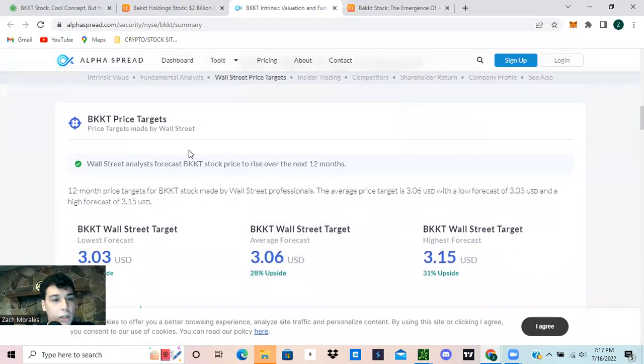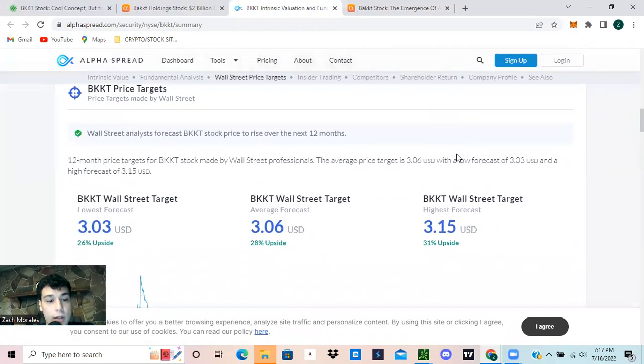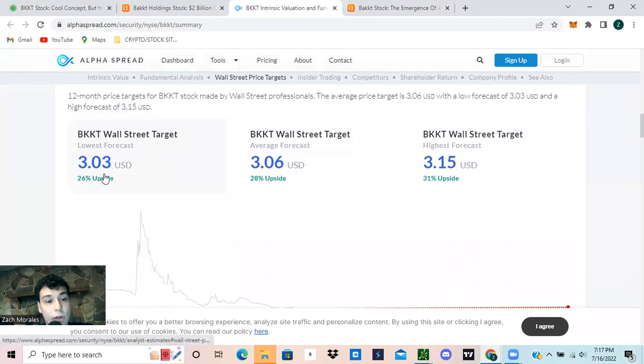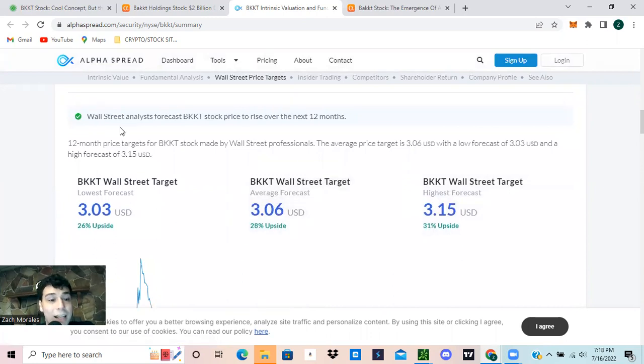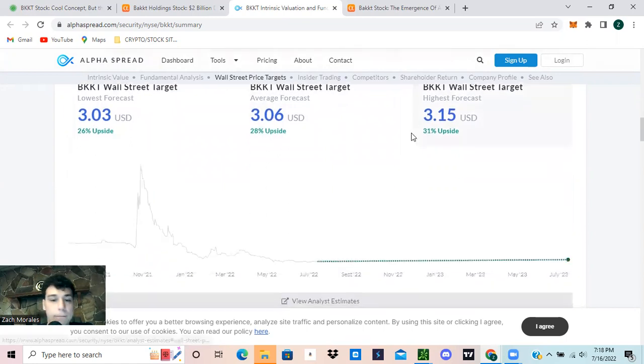Okay. We can look at their Wall Street price targets, over the next 12 months. The lowest forecast, they have it at 3.03. That's a 26% upside. The average forecast is about 3.06, 28% upside. And the highest forecast is about 3.15, a 31% upside. So not major swings or anything here. I mean, 3.03 to 3.15. It's not too much of a difference. It's a difference of 5% between their lowest and their highest. So it would be safe to say that, via Wall Street analysts, BKKT stock could be at $3 to $3.15 over the next 12 months, right?